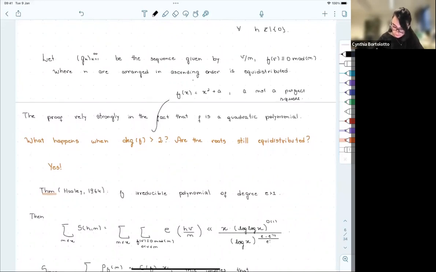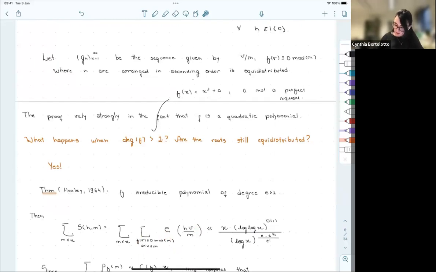when we sum n up to x, and for each n we sum this exponential sum e to the 2 pi i h times v divided by n for all v roots mod n of this polynomial, this decays faster than x. And this implies that these roots are also equidistributed in the Weyl sense.